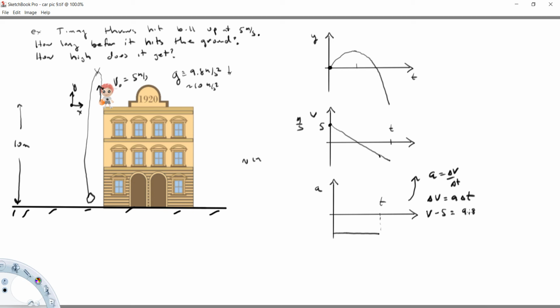So that's going to be 9.8 t, and the acceleration is down, so it's negative. You always have to be consistent with your coordinate system. Gravitational acceleration points down, we've got up positive. That's why there's this minus sign right there. So the equation for this line is v equals 5 minus 9.8 t, or you can write it negative 9.8 t plus 5 if you wish.